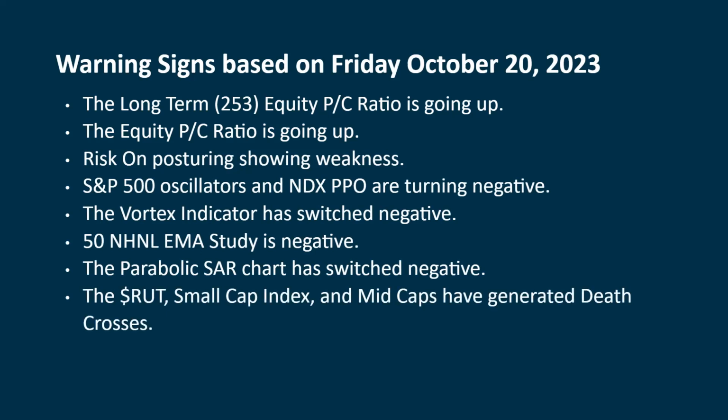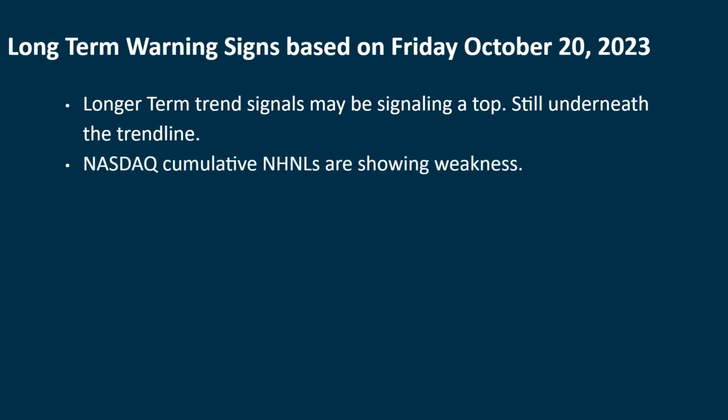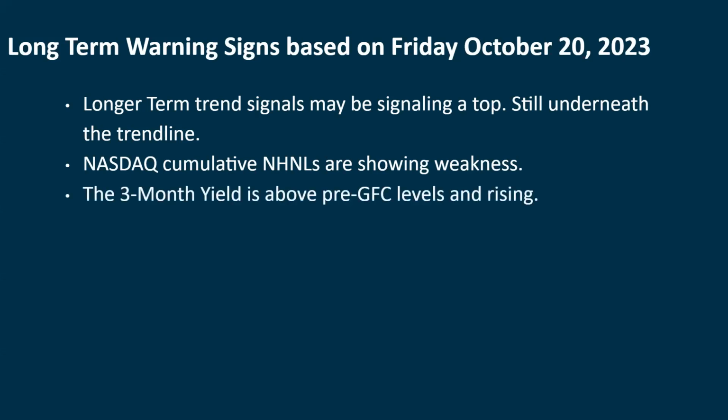The Russell, that's one small cap index. The small caps and the mid caps have all generated recent death crosses. Then the longer term signals: it may be that we're at some kind of a top. Those are the weekly charts for the S&P and the NASDAQ 100, where we're still well below those trend lines. The cumulative new highs and new lows for the NASDAQ continue to show weakness, but that's gone on for a few years now. We're still above the yield that we were at on the 3-month. When we look back to 2007, we're wondering, are we going to top out at some point and start to roll over? That's what it did right before the great financial crisis. It hasn't rolled over yet on the chart that we follow.